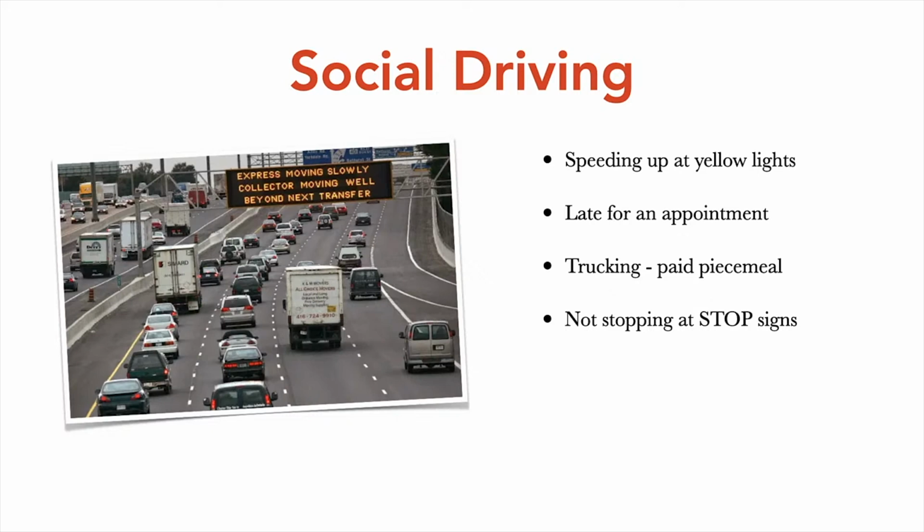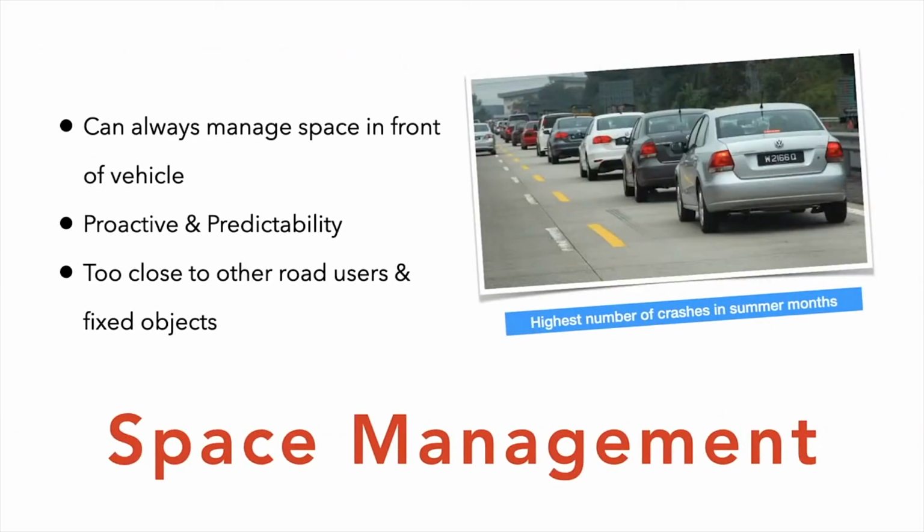Trucking is paid piecemeal. Now, yes, most trucks at big companies are governed at 60, 65 miles an hour, some of them even 70 miles an hour, but it encourages truck drivers to drive longer hours and to speed and get there as quickly as possible. All of this is part and parcel of social driving.